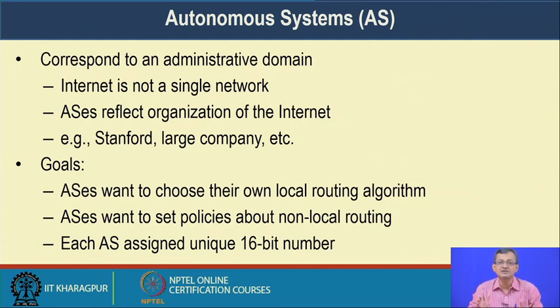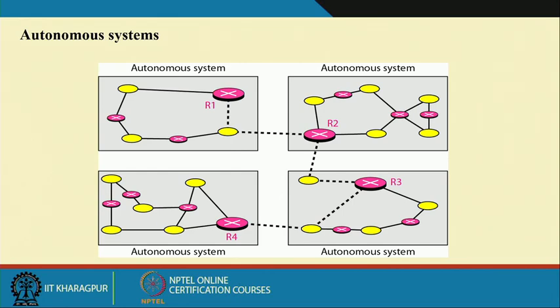So, within the autonomous system, say IIT Kharagpur, whatever the internal intra-IIT KGP routing is, it can choose. An AS wants to set up policies about non-local routing. So, for the external, non-local routing, it can set up a policy. Each autonomous system is assigned a unique 16-bit number. This is a scenario of autonomous systems. We will go a little into how these routing structures work. There are backbone routers and other things, but nevertheless, if you look at it very loosely, these are the different autonomous systems, and these are different networks.